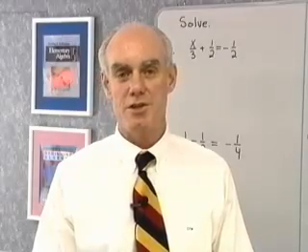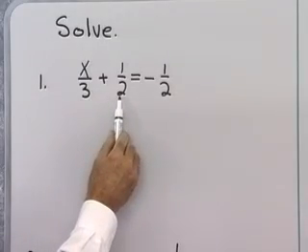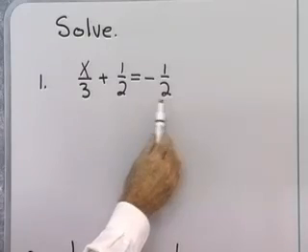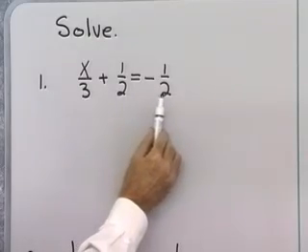Next up, some equations that involve rational expressions. Here I have x over 3 plus 1/2 is equal to negative 1/2. I want to solve this equation for x. I could simply solve it using the fractions right here, but instead what I'm going to do is find a least common denominator for all the denominators.